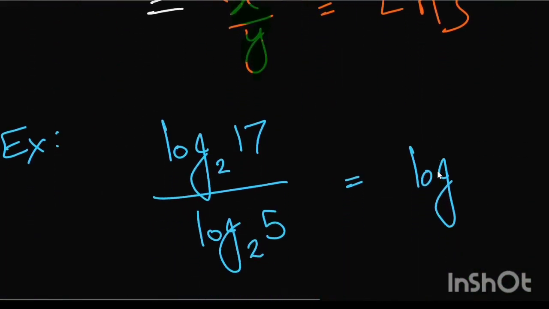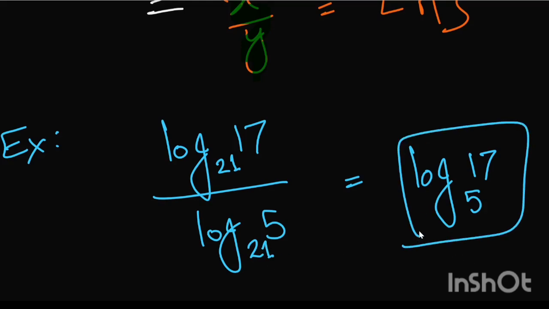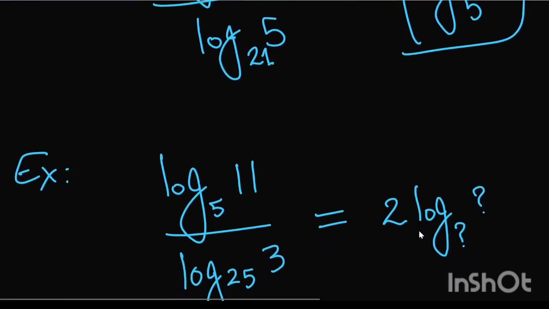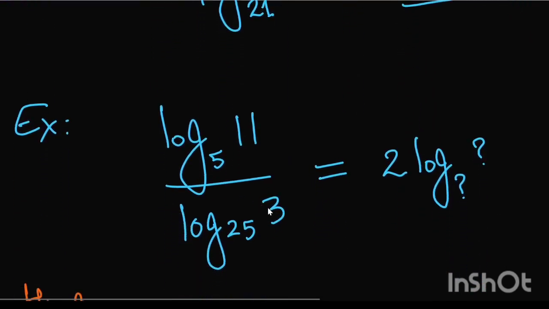So log 17 base 2 upon log 5 base 2 is what, guys? Directly we can write it as log 17 base 5. Even if the base is, let's say, log 17 base 21 upon log 5 base 21, still the answer would be log 17 base 5 only. Now log 11 base 5 upon log 3 base 25. Here, what is the argument and the base?